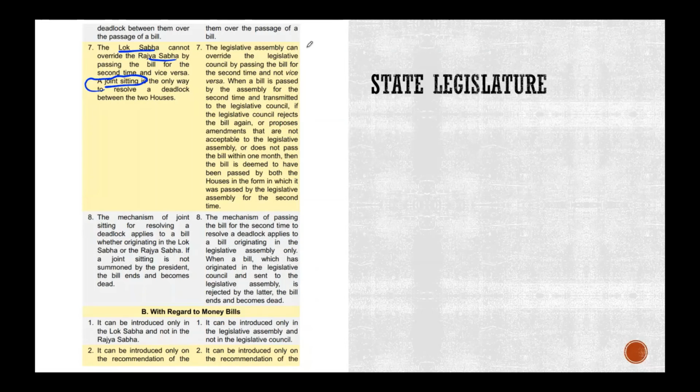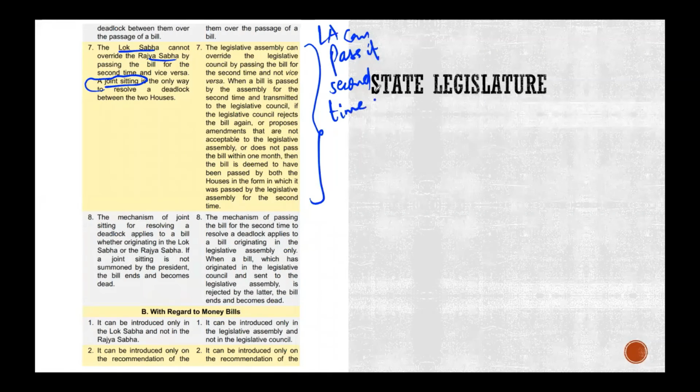However, when it comes to your state legislature, the Constitution obviously does not provide for anything like a joint sitting. So the Legislative Assembly can override the Legislative Council by passing the bill for the second time. So pass it a second time. You can pass it the second time.